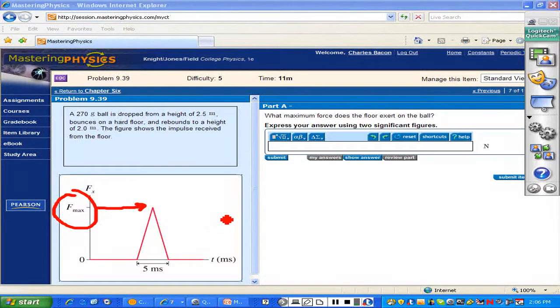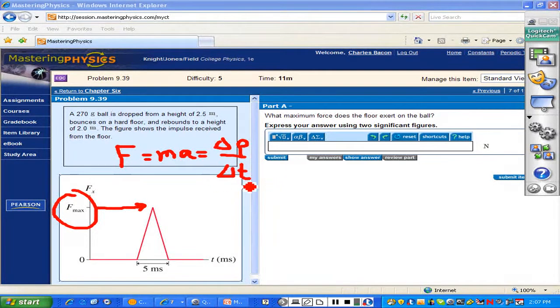Now this is obviously a collision between a 270-gram object and the Earth. So this is an impulse momentum problem. And in our derivation of the impulse momentum theorem, we rearranged Newton's second law, F equals ma, and placed the mass next to the velocity inside the delta v term, and wrote this as delta p over delta t. Okay?